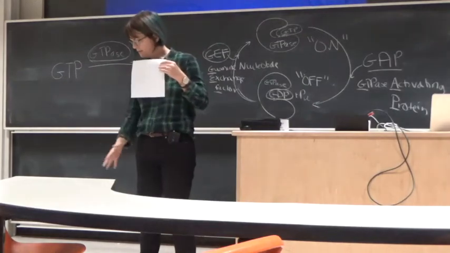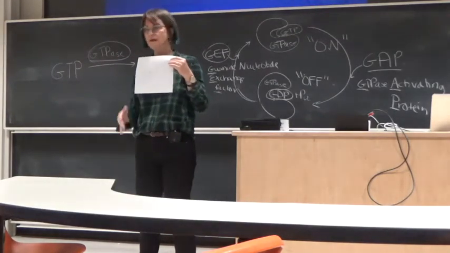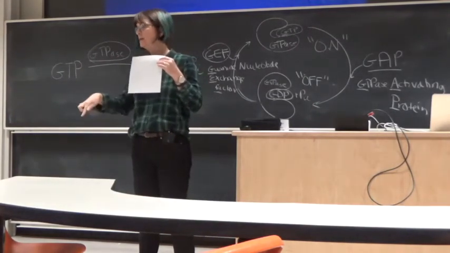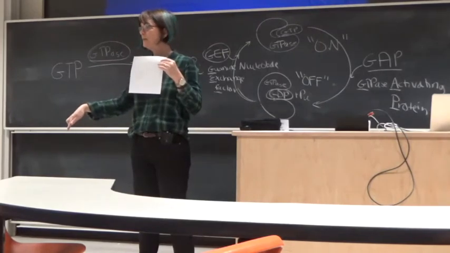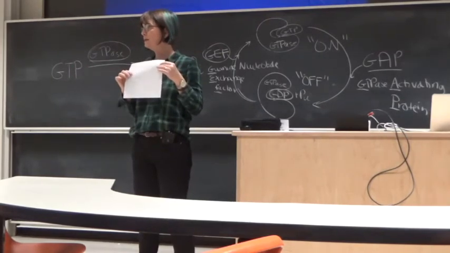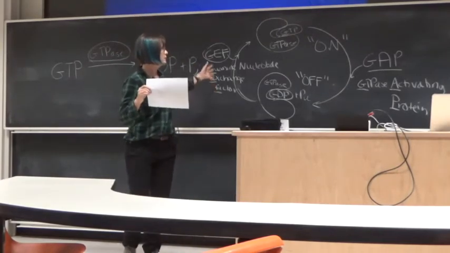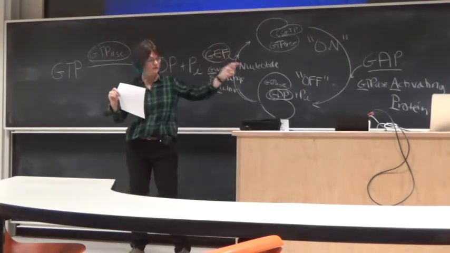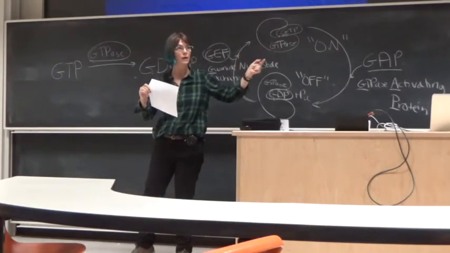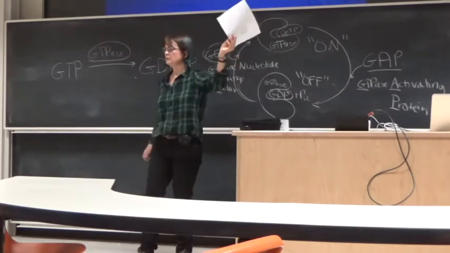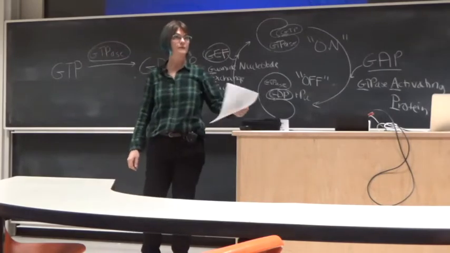And then in the cell, there are enzymes that can build that GDP up into GTP again. And GTP is never limiting. And now I'm in the on form, so it's the guanine nucleotide that's turning it on. So I'm causing some reaction to go, go, go, go, go, until the GAP causes me to hydrolyze that again.